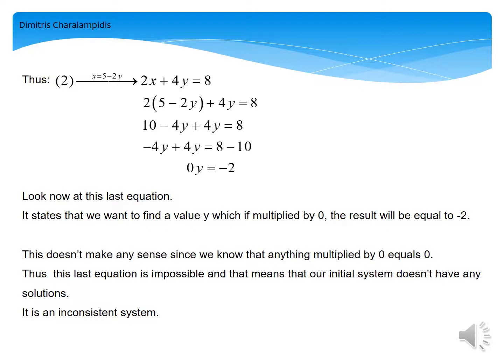Now, look at this last equation. It states that we want to find the value of y which, if multiplied by 0, the result will be equal to negative 2. But this doesn't make any sense at all, since we know that any number, if multiplied by 0, will equal 0. Hence, this last equation is impossible, it doesn't have any solution, and that means that our initial system doesn't have any solutions. It is what we call an inconsistent system.